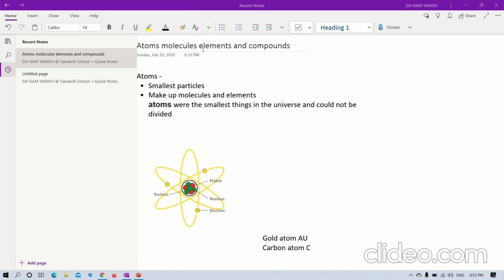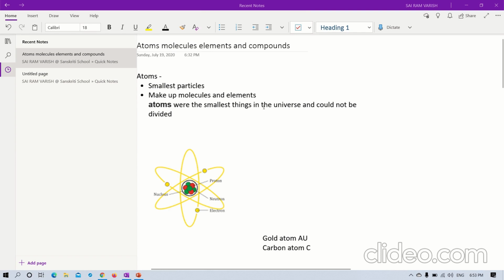Now, when you think of the smallest particles, you might have a question. What is the smallest particle in the universe? And that's right. What you guessed is right. Atoms. Atoms are the smallest particles which are present in the universe. Now, you cannot break these atoms further. And that's what the definition says.